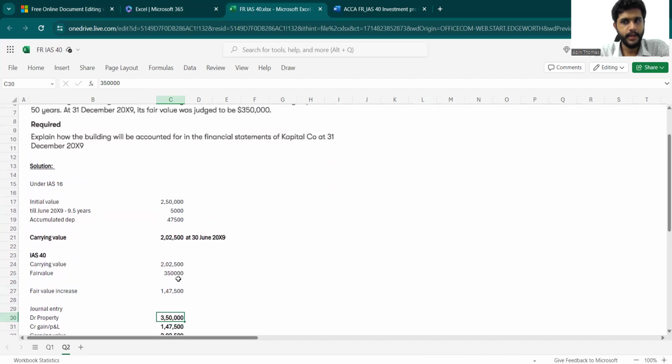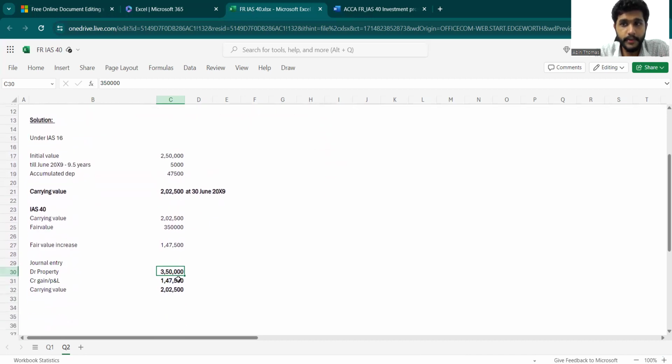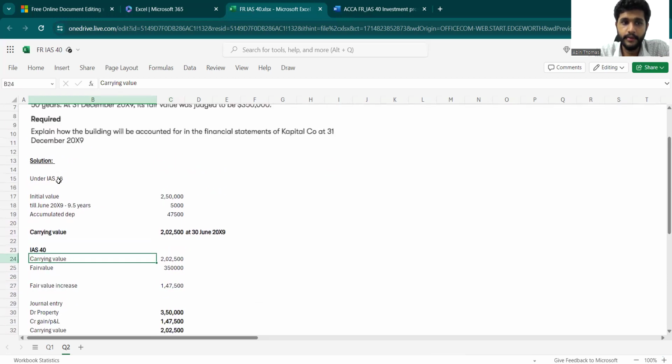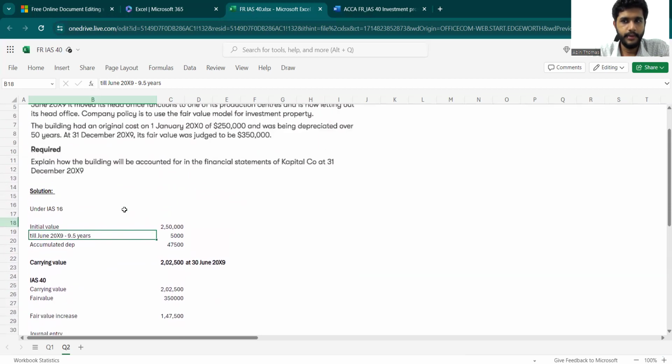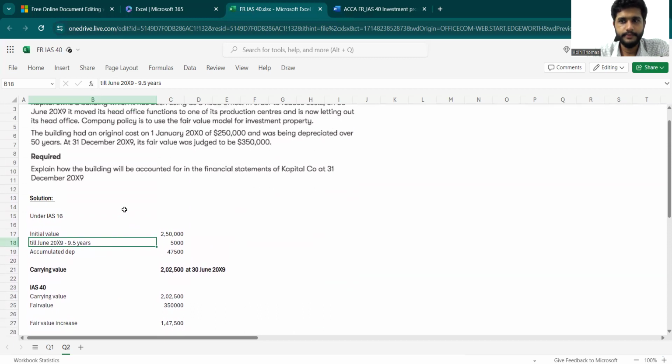After the transfer happens, please note there is no depreciation for IAS 40. But here we will have the depreciation on a pro rata basis. That's why, till the change in use, that is till the mid of the year, we took the depreciation. That is why we took 9.5 years. I believe you all got the picture, right?